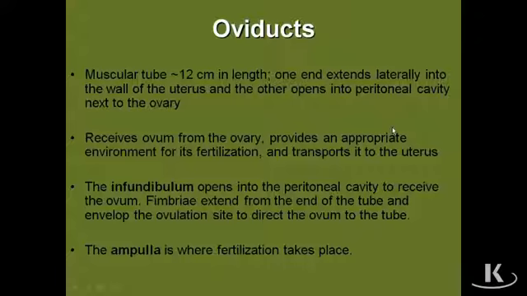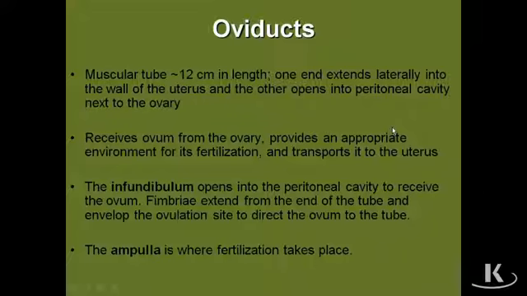Once the ovum reaches the oviduct, its major and most common site of fertilization will occur in the ampulla. Overall, the oviduct is a muscular tube that's about 12 centimeters in length. As we said, one end opens and extends laterally through the uterine wall to become continuous with the uterine lumen. The other opens into the peritoneal cavity next to the ovary.